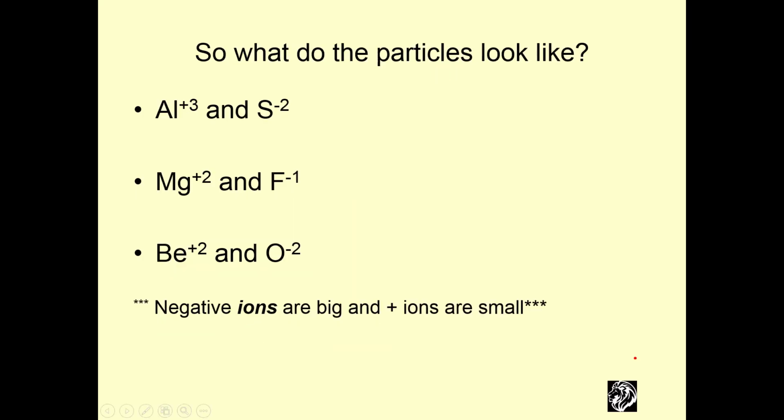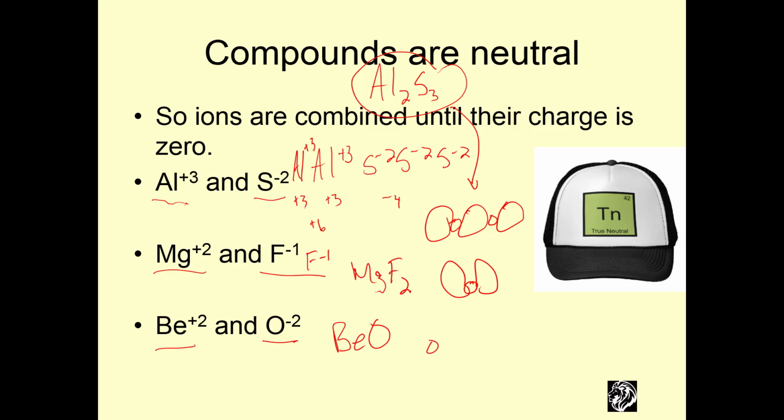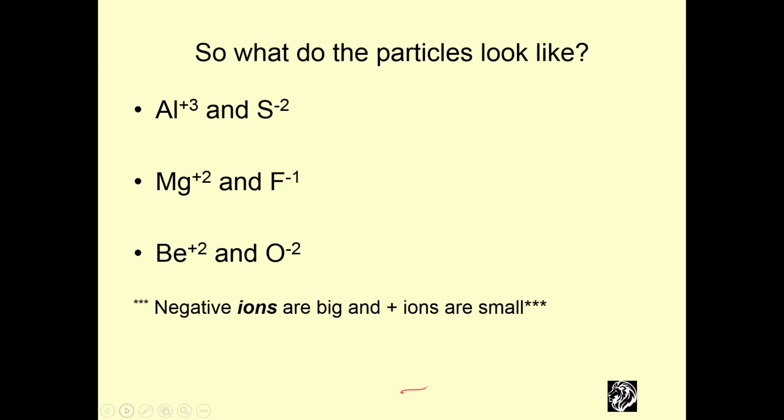Now remember, the positive one is small. Positives are small. Negatives are large. We'll learn why in a later chapter, but you get the idea. So what do these particles look like? I just drew them. Isn't that awesome? Negative ions are big, and positive ions are small. Metals are small.